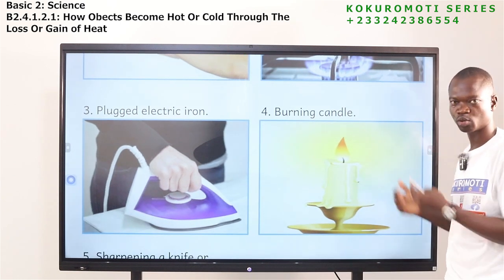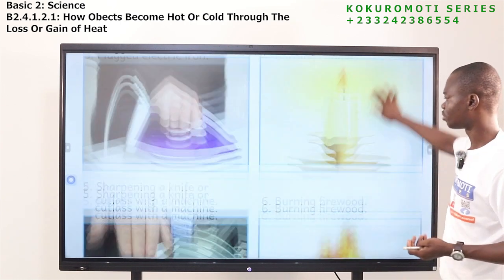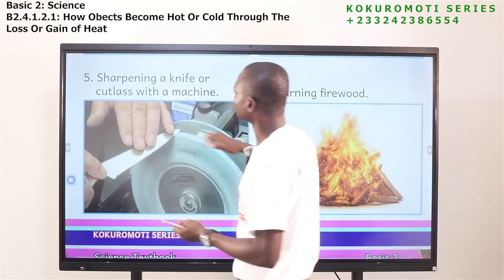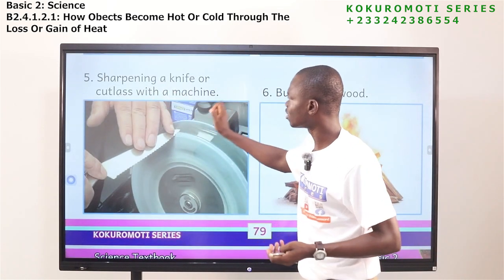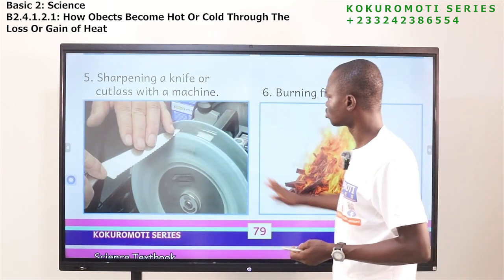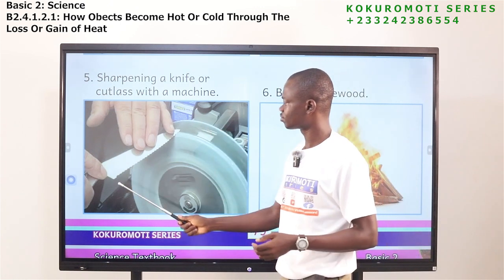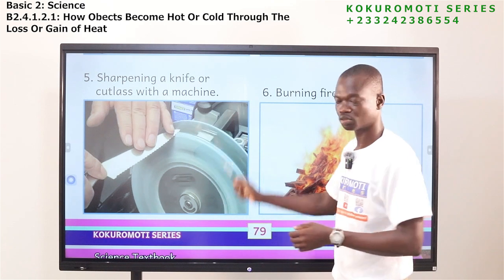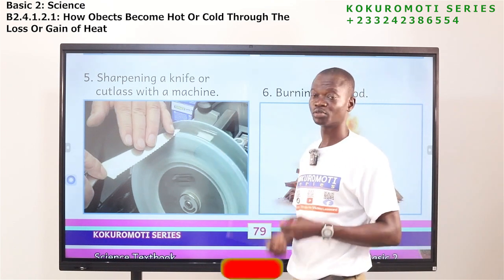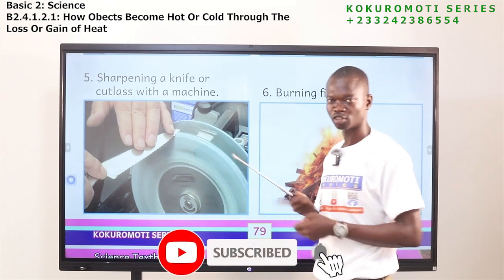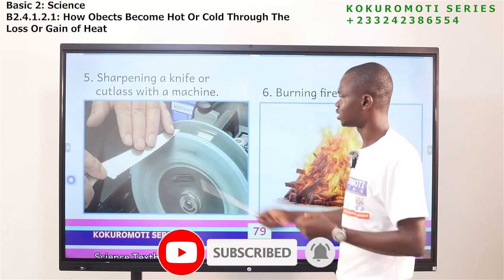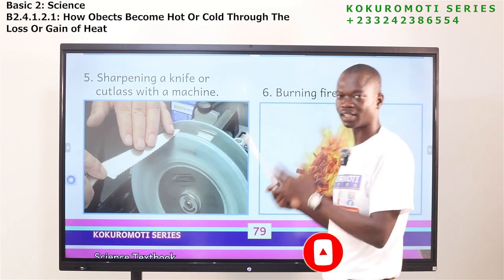So if you have a candle and you want it to become hot, you have to burn it. Now the next one, sharpening a knife or cutlass with a machine. Look at this. This is a knife, and this is the machine that is used to sharpen it. It produces heat because of what we call friction. So it's another way of making things hot.